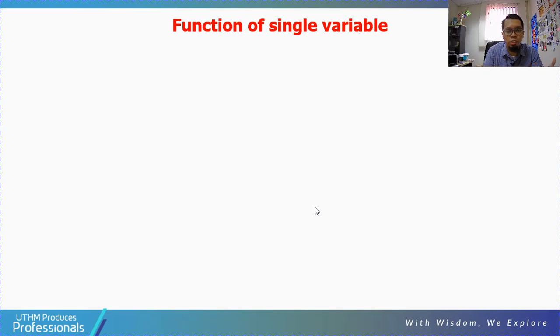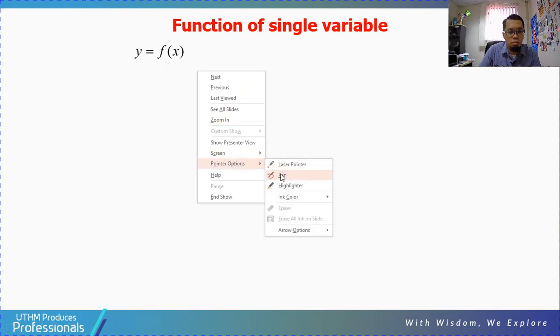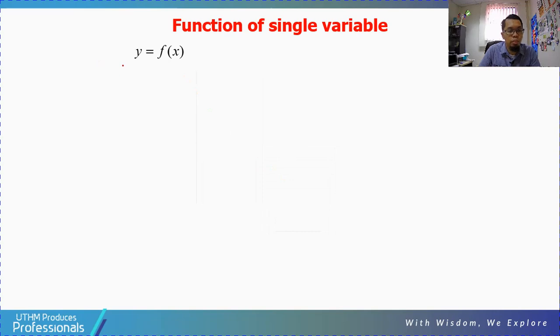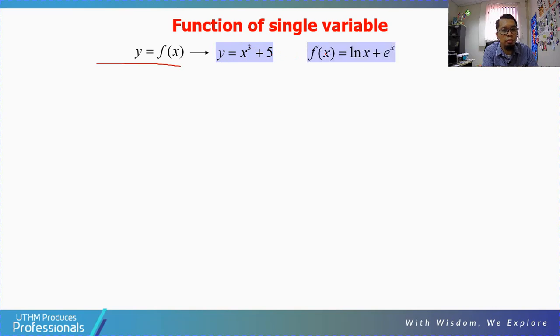As you know, this is the standard form of a single variable function. You can write y equals f(x), and some examples are y equals x squared plus 3x plus 5, an example of a single variable function. Or we can write f(x) equals ln x plus e to the power x. Okay, so this is another form. Instead of using y equals f(x), we can use another symbol.